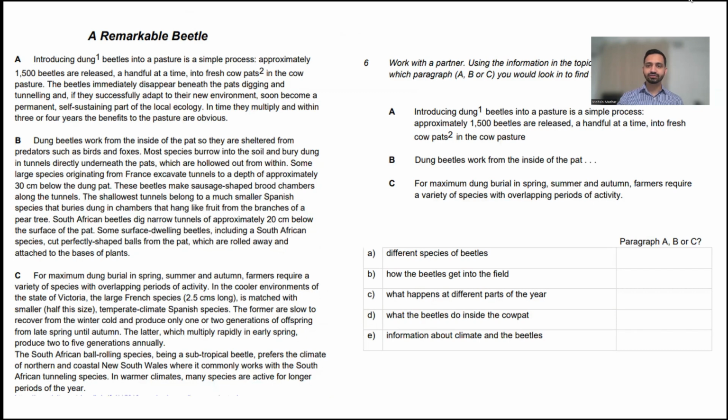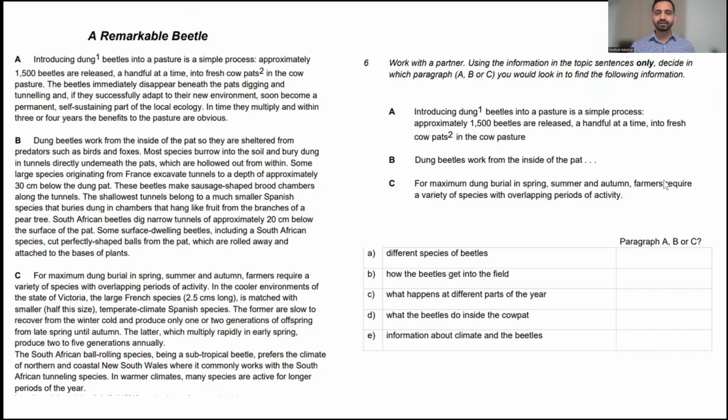In this exercise, you have to work on your own because it's an online course. Using the information in the topic sentence only, decide in which paragraph, A, B, or C, you would look to find the following information. You've got three paragraphs here and a bunch of information in the table, A, B, C, D, and E. In which paragraph are you going to look to find this specific information?